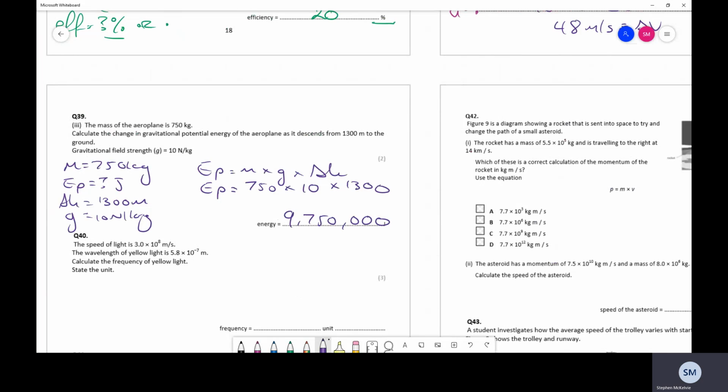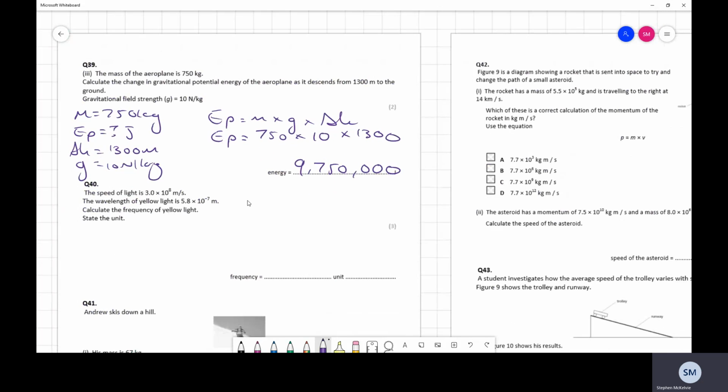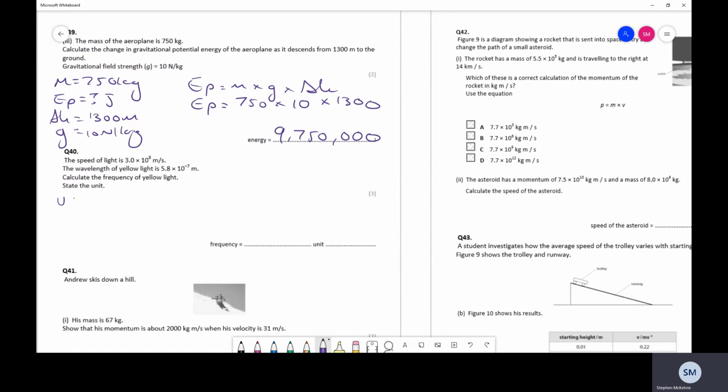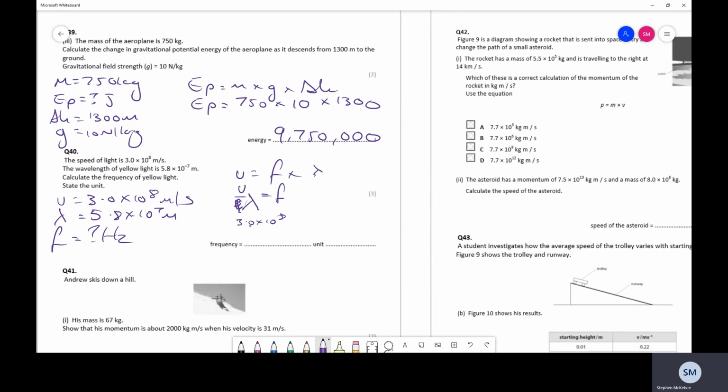The speed of light is 3.0 times 10 to the power of 8 meters per second. The wavelength is 5.8 times 10 to the minus 7 meters. Calculate the frequency of yellow light in hertz. Velocity is equal to frequency times wavelength. I'm going to divide across by wavelength so that I've got my frequency. The frequency is 3.0 times 10 to the 8 divided by 5.8 times 10 to the minus 7.